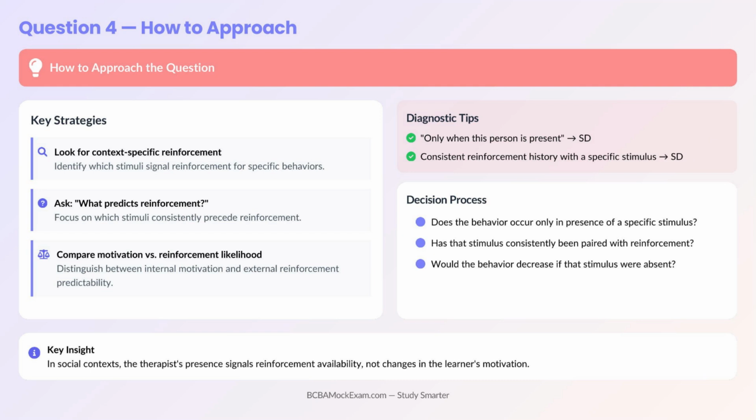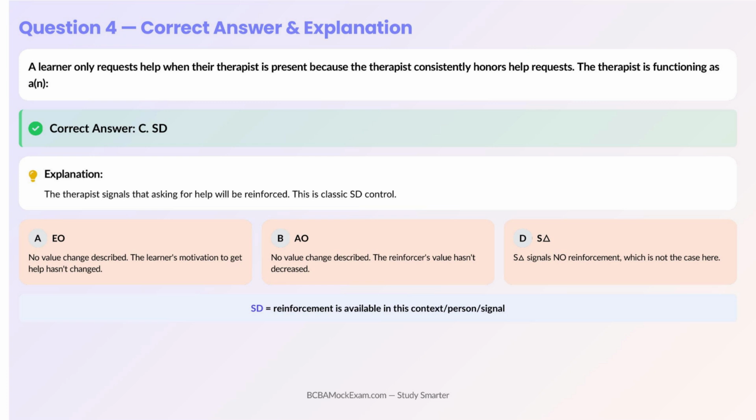Diagnostic cues include phrases such as "only when this person is present" and "consistent reinforcement history." These point toward an SD because the therapist's presence signals reinforcement availability, not a change in motivation. The correct answer is C, SD. The therapist's presence signals that help requests will be reinforced.